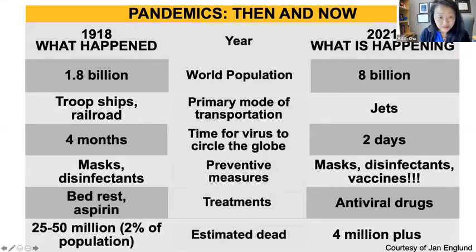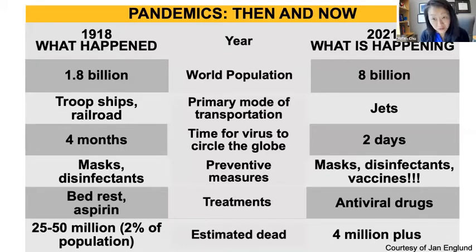So looking back at 1918, we know what happened with the 1918 flu was that there was a world population of 1.8 billion, that the primary mode of transportation were ships and railroads, and it would take about 4 months to circulate the globe. And the preventative measures that we had in place were masks and disinfectants, and then the treatments were bed rest and aspirin, and 2% of the population ended up dying. So we were in a situation where we saw what had happened in 1918, and we felt like what we needed to do was to prepare for what might happen again, given the inevitability at the time in 2018, when we were thinking about this, of another pandemic emerging.